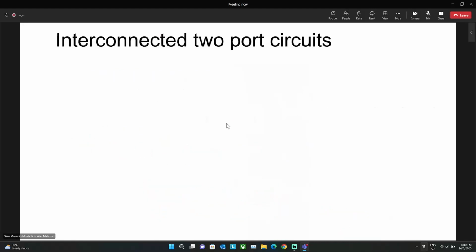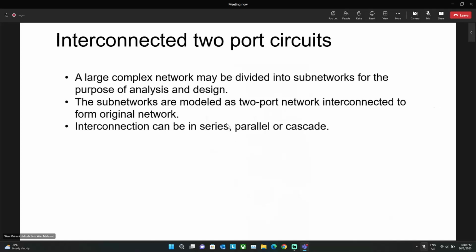Alright, so saya teruskan sikit lagi. Large complex network may be divided into sub-networks. Okay, sub-network are modeled as two-port network interconnected to form original network. Interconnection antara two-port network ni pun boleh jadi. Dia bukan setakat two-port network sahaja, dia connected pula, two-port network and another two-port network. And dia punya connection ni can be either in series, parallel or cascade. Okay. Series, parallel or cascade.